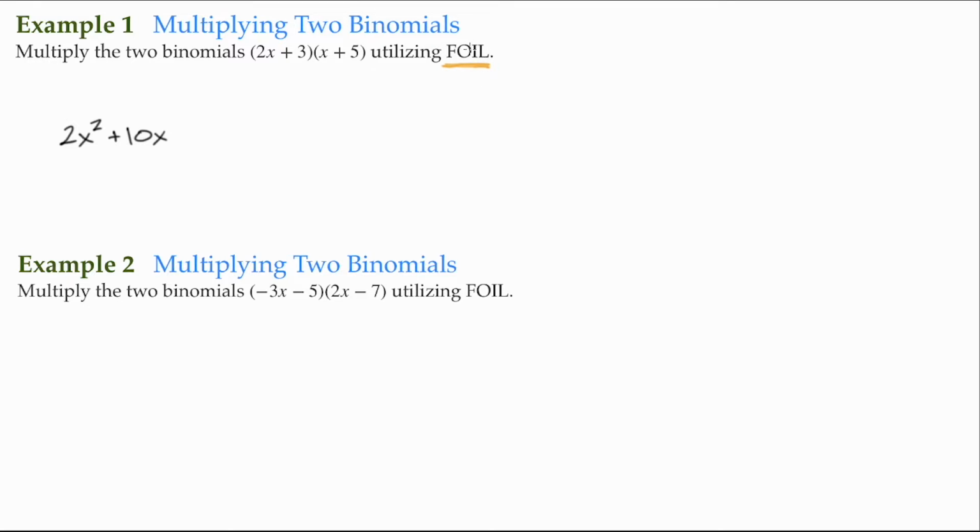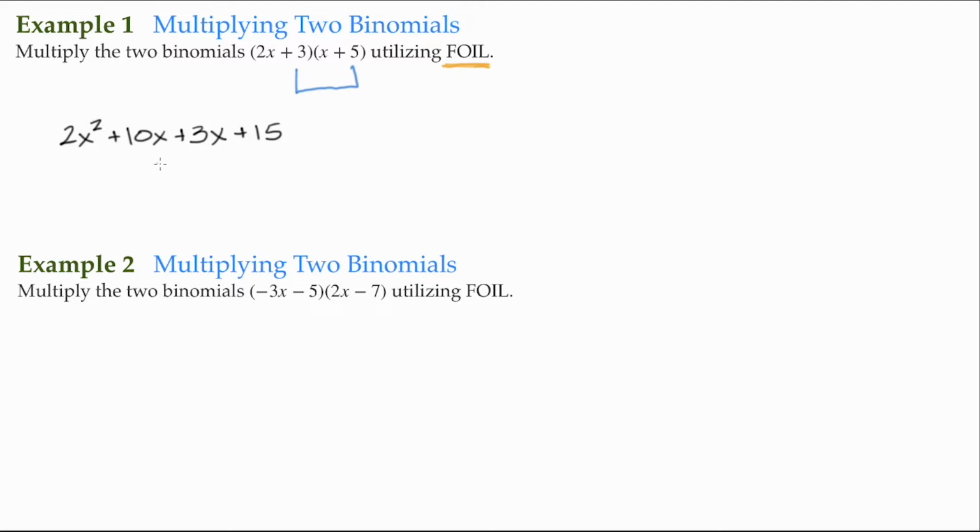And we'll continue with I. I stands for the inner terms, or in other words, that's going to be the second term of the first binomial, and we're going to multiply that to the first term of the second binomial. And 3 times x, that's 3x. And finally, we have L, that stands for the last term. So in other words, we multiply the last term of each binomial. That'll be 3 times 5, and 3 times 5, of course, is 15.